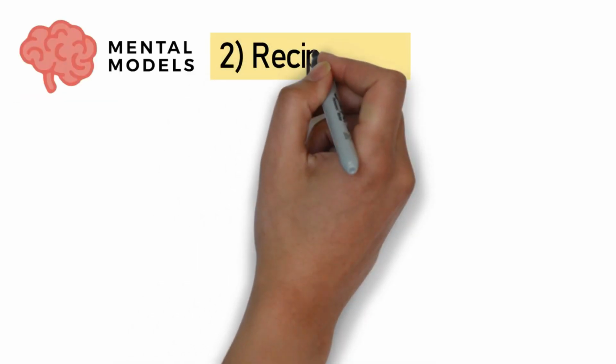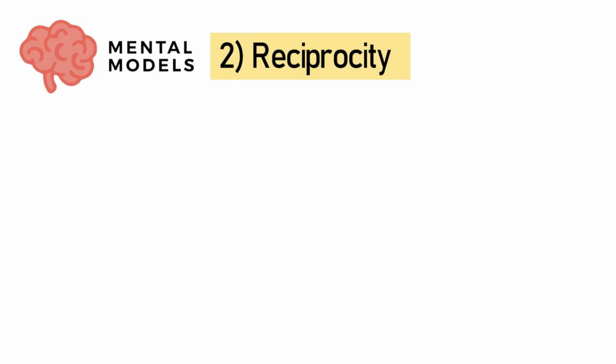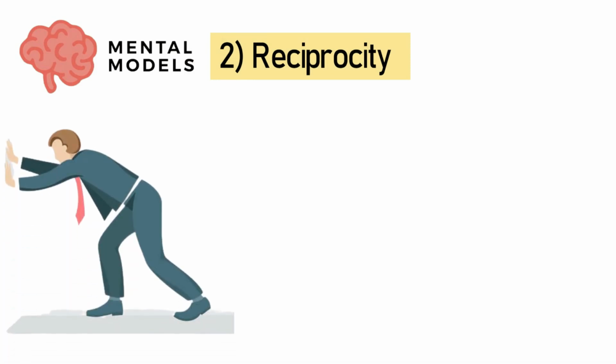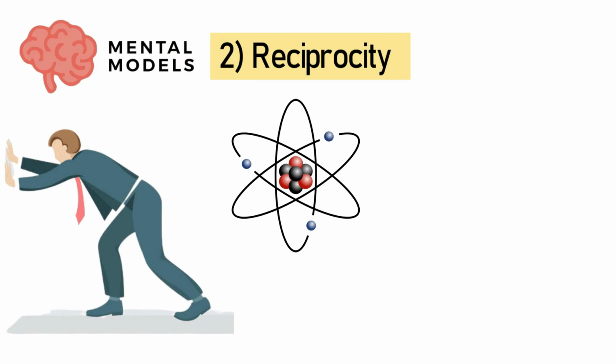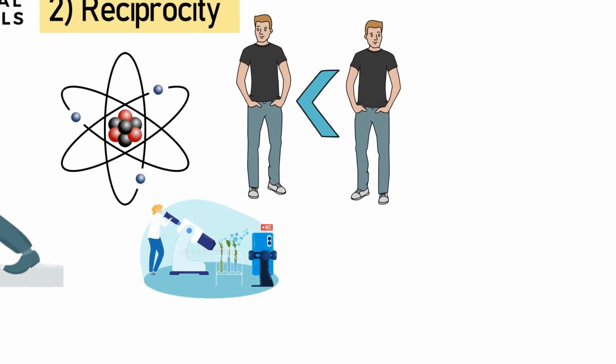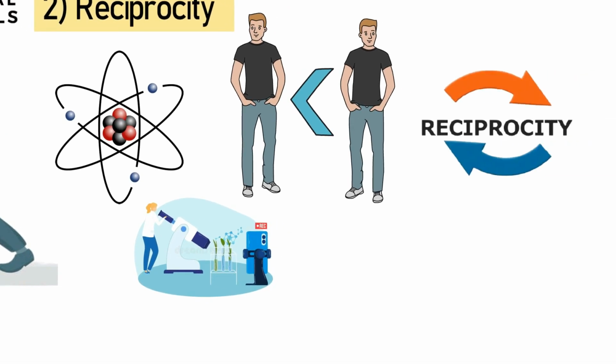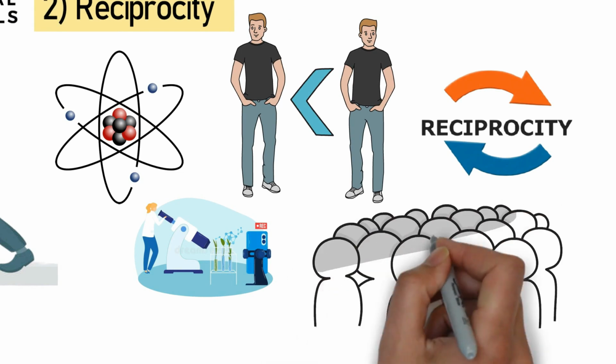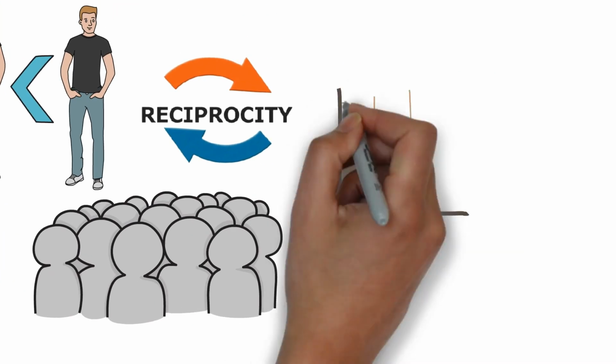Number 2, reciprocity. When I push against a wall, physics says the wall will push back with equal force. When one individual acts on another in a biological system, the action is likely to be reciprocated in kind. Human beings, on the other hand, act with a high level of reciprocity.